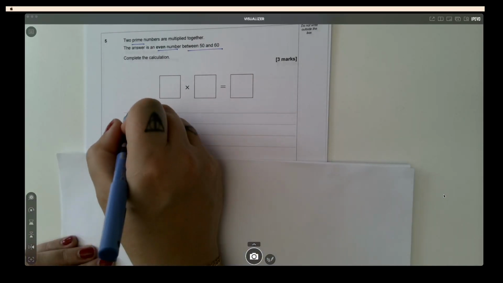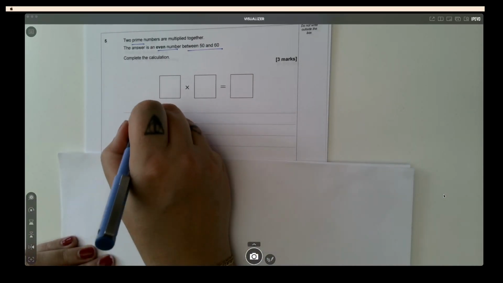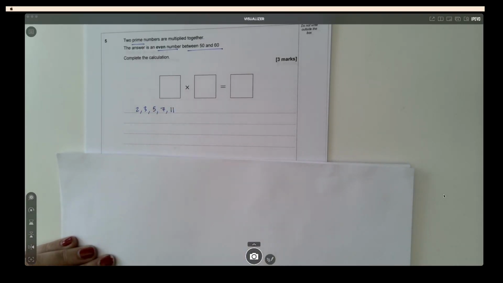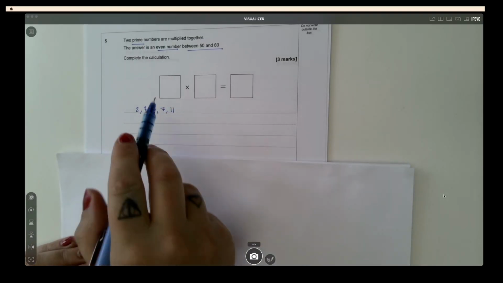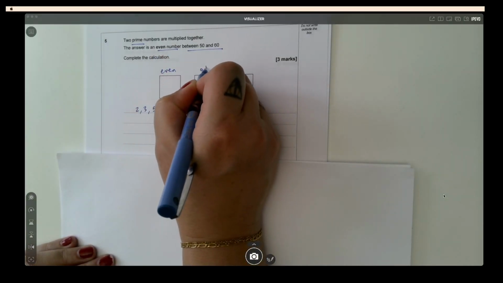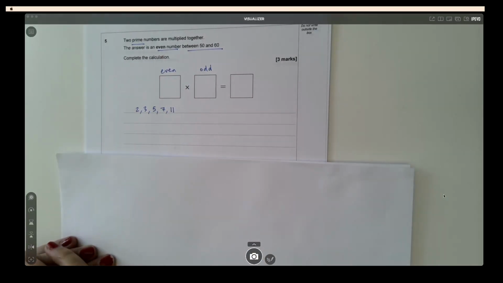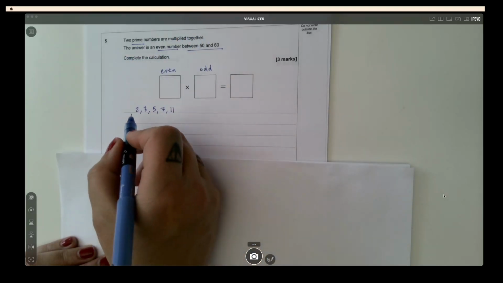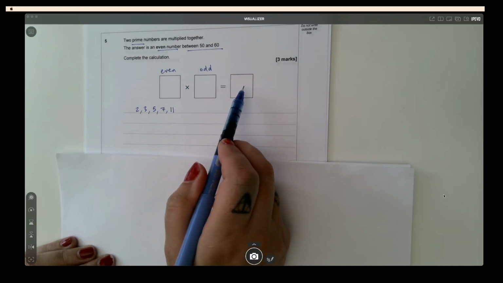So first of all, let's list a few of our prime numbers. 2, 3, 5, 7, 11. Let's deal with those for now. So if we want our answer to be an even number, we need an even multiplied by an odd. That's the only way we're going to get an even answer. Or we could have an even multiplied by an even. But this one is asking for 2 prime numbers being multiplied together to give an answer between 50 and 60.